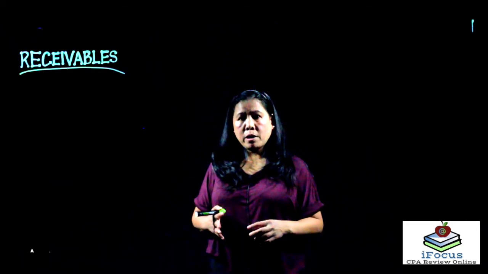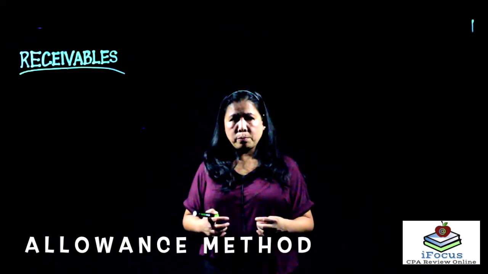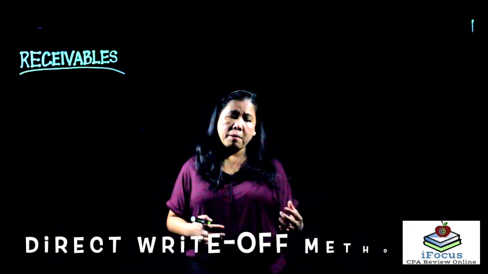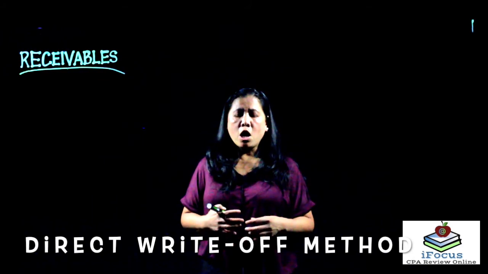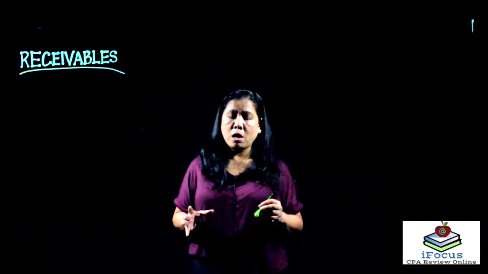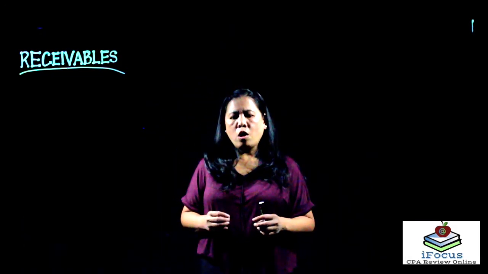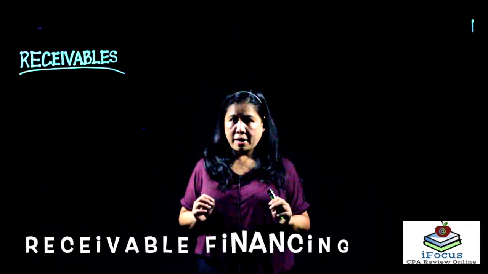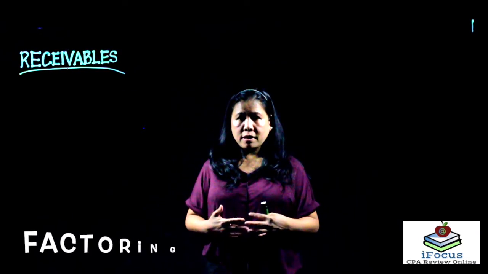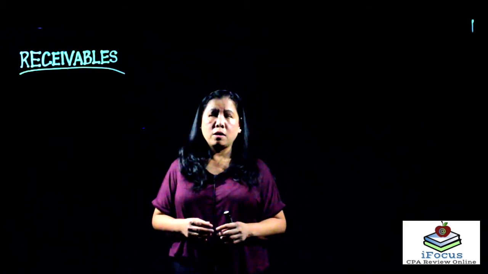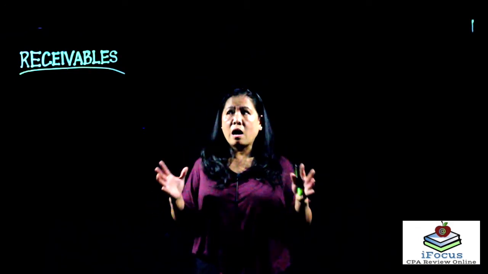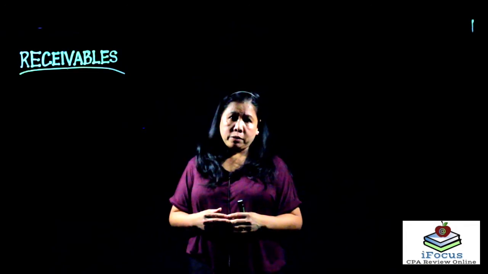We are also going to learn about the allowance methods in determining the bad debts expense. Also, the direct write-off method of determining the bad debts expense. Also, we are going to learn about impairment of loans receivable. Also, we're going to learn about receivable financing. Remember the pledging, assignments, factoring, and discounting. These are all the topics of receivables. So we are going to prepare at least 5 videos to cover all receivable topics.